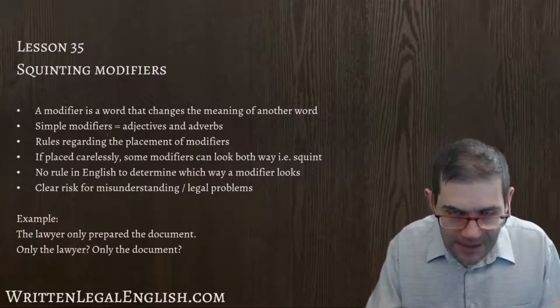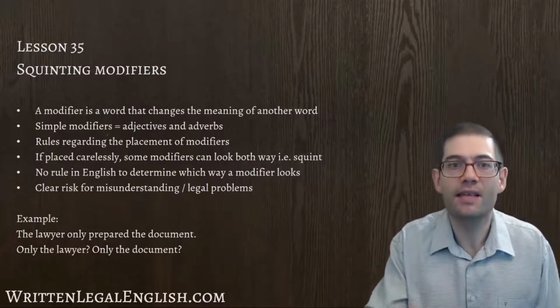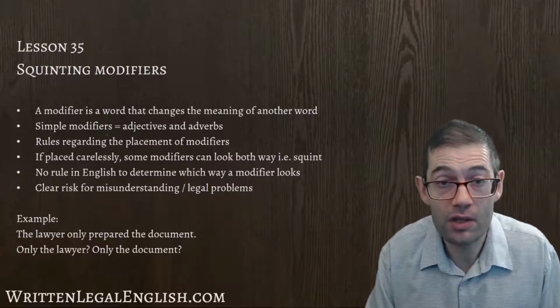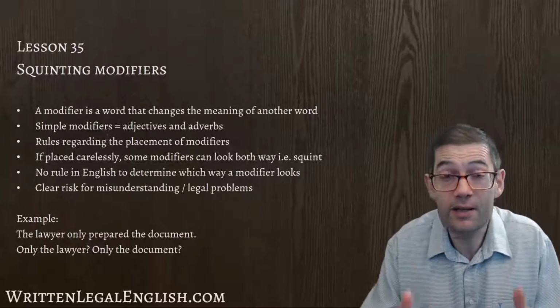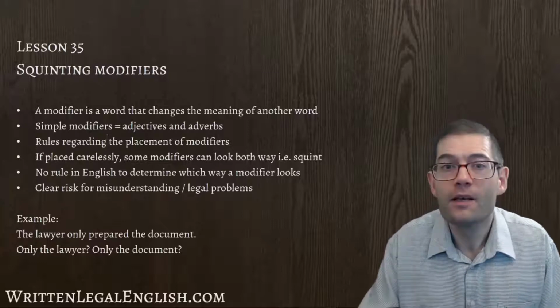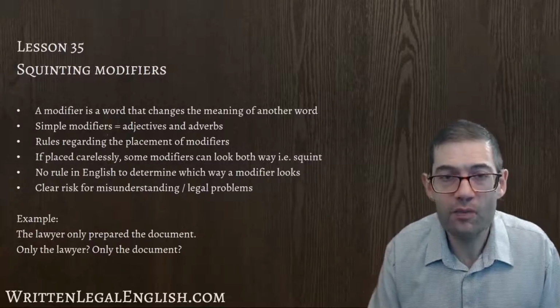Well, let's just accept that this is a squinting modifier, and let's accept that this sentence can be understood in two different ways. Is it this or is it this? Because that's what English rules allow for. So how then can we avoid this potential for misunderstanding?